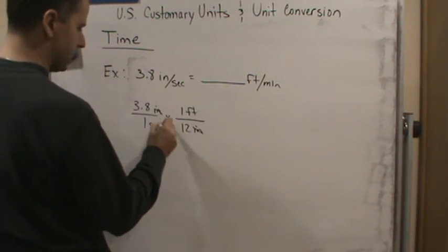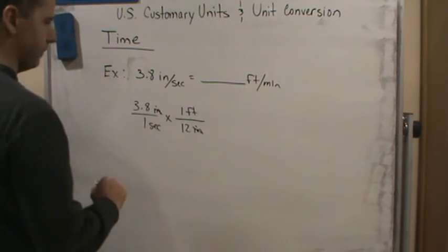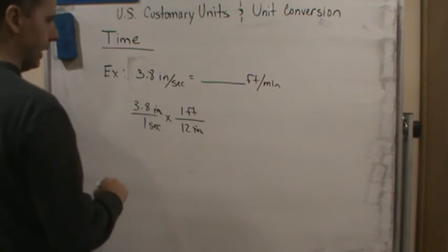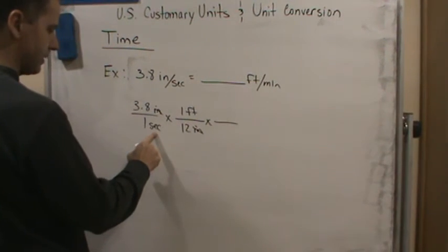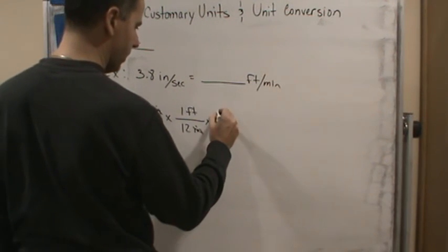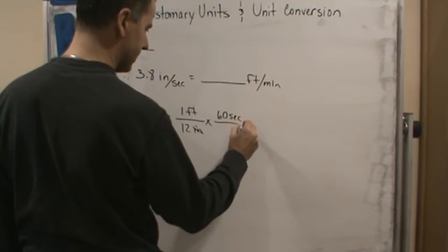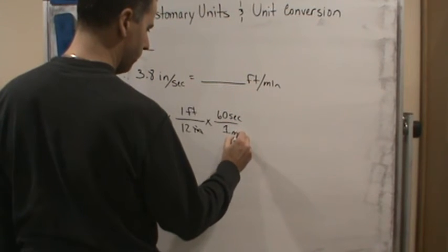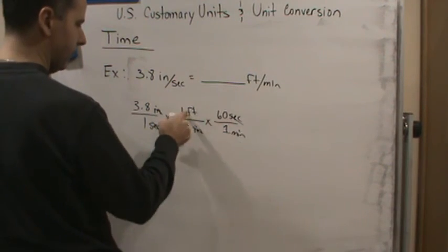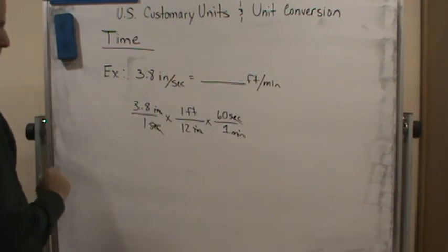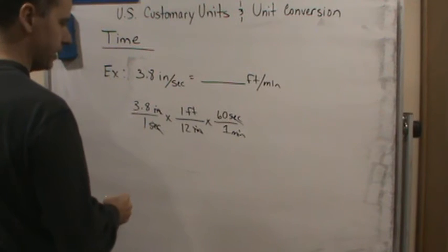And so inches cancels with inches. I've got feet on top, so I'm done with that. And now I've got to go to minutes. Well, I've got seconds on the bottom here, so I need seconds on top here. So that means 60 seconds for every 1 minute. So seconds cancels with seconds, and so now I've got my units worked out, and now I just multiply and divide.